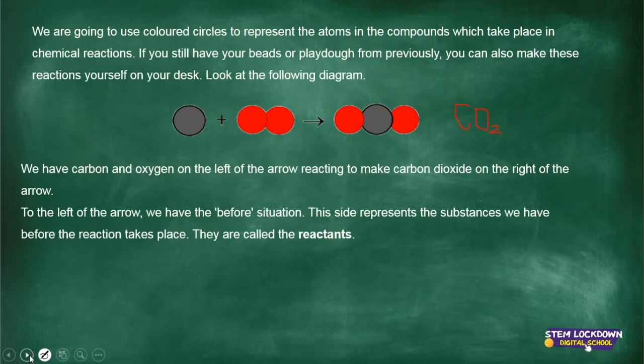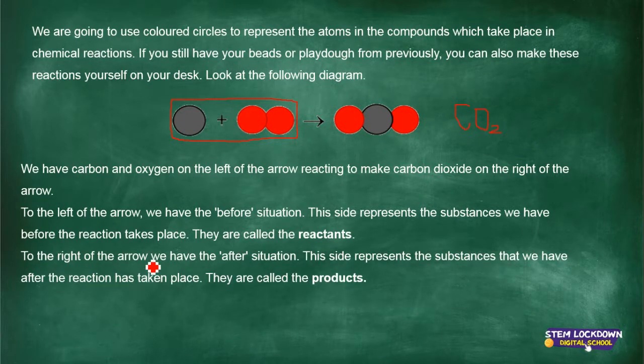To the left of the arrow, we have the before situation. Before, we had carbon and we had oxygen. This side represents the substances before the reaction takes place, and this is called the reactants. On this side of your diagram, it is the reactants, where we're taking two different compounds and putting them together, and we call these the reactants.